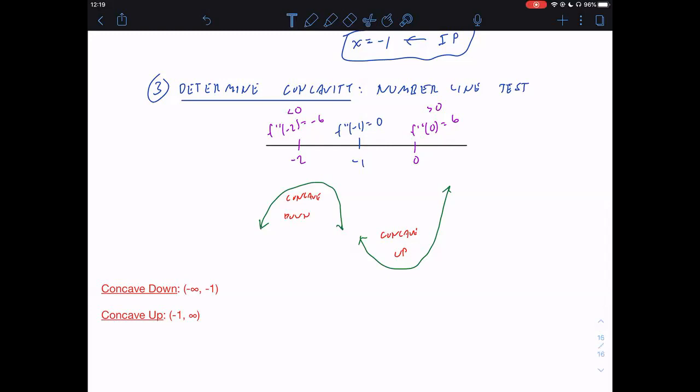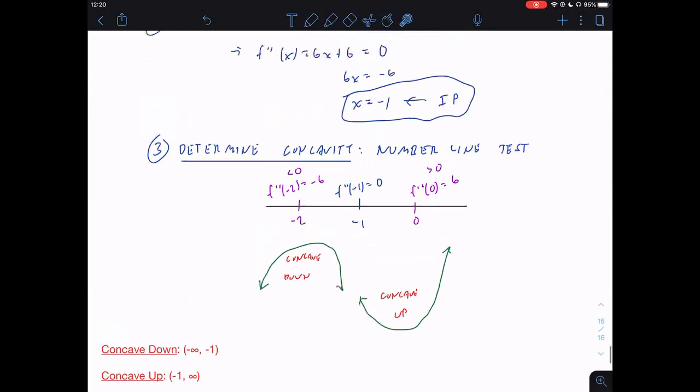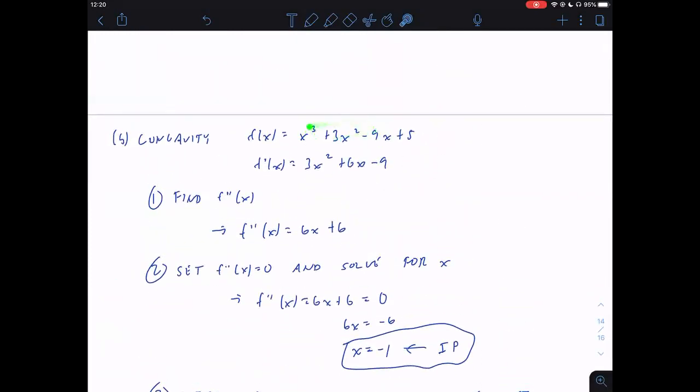Okay. And since we have a change of concavity, since we went from negative to positive, then that means -1 is an inflection point. So we do have an inflection point, at -1, since there was a change in the sign of the second derivative around -1. And to find the coordinates of that inflection point, we plug -1 into the original function. All right, so we're plugging -1 here into the original cubic function.